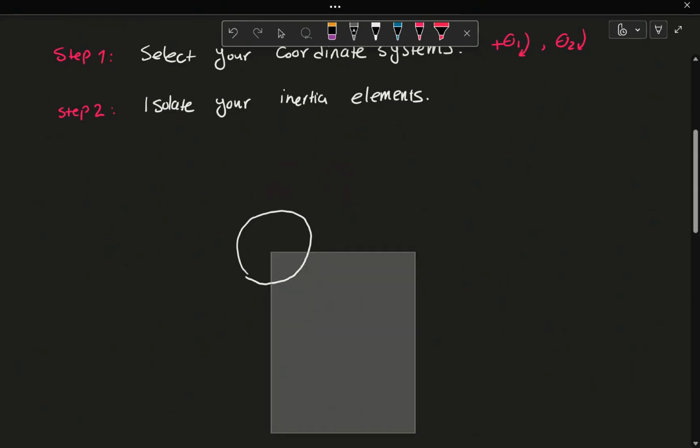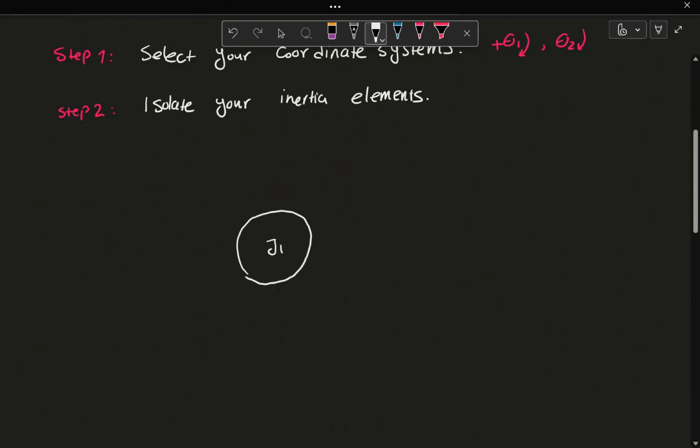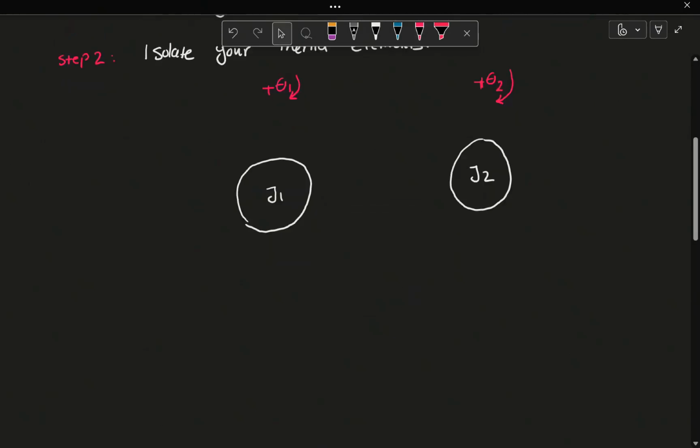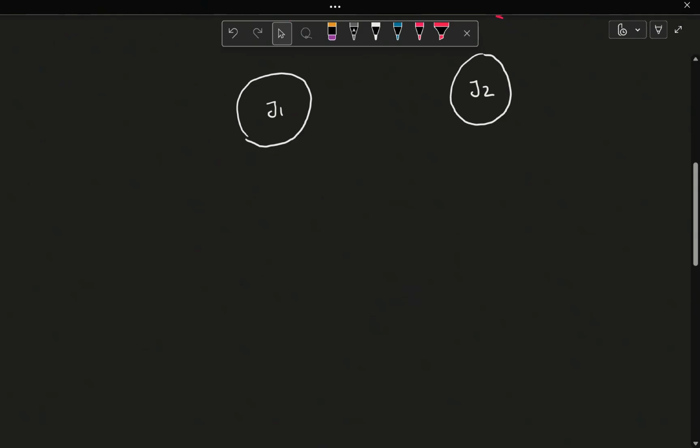J1, and next, the cylinder, J2. Just to make it a little bit nicer, I'm going to show the coordinate system on top of these as well. So theta 1 was going clockwise, and theta 2 was also going in the clockwise direction. Okay, good. Now I'm ready to go to step 3, which is my free body diagram.